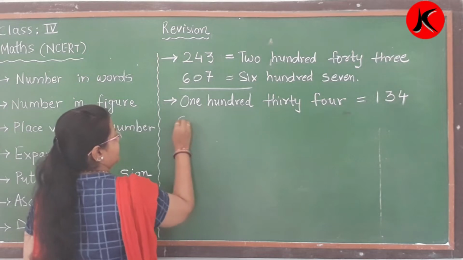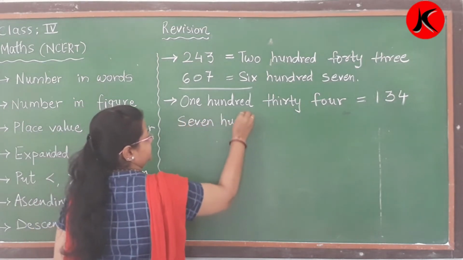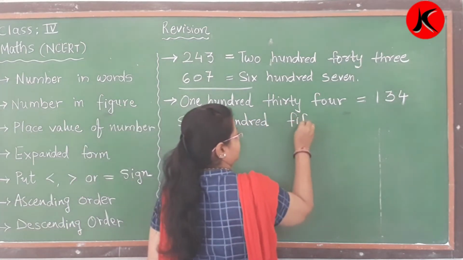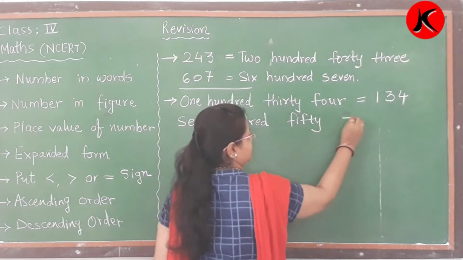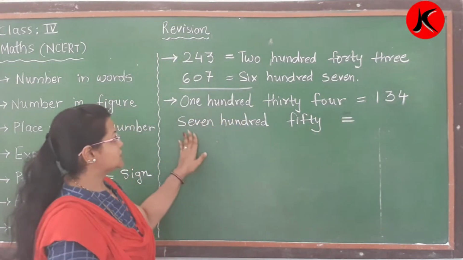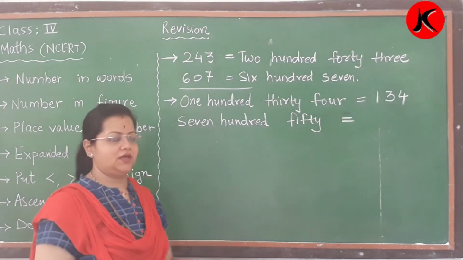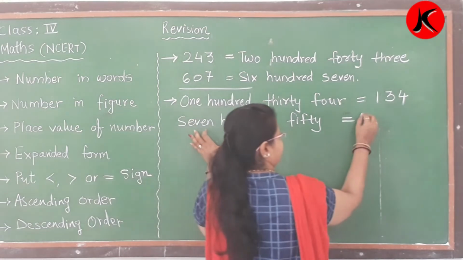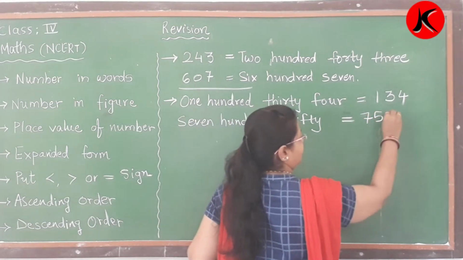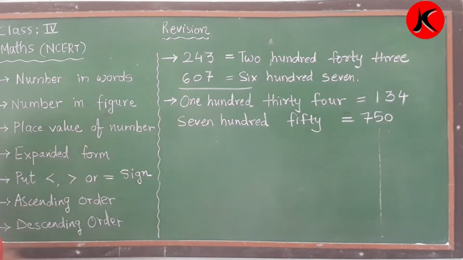Okay. One more example. Suppose 750. Only the words of the number are given, so here we have to write the number. 750. First of all 700 and then 50. Okay, so our second topic is also clear.